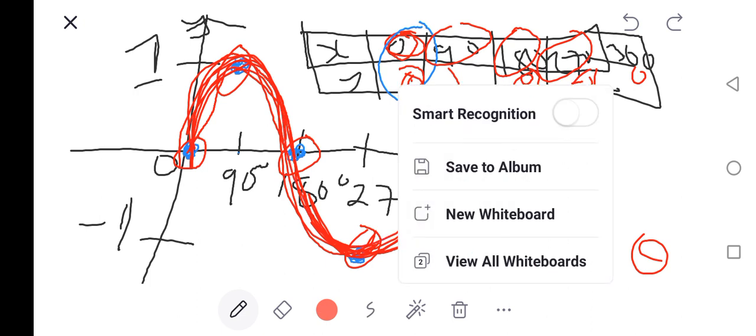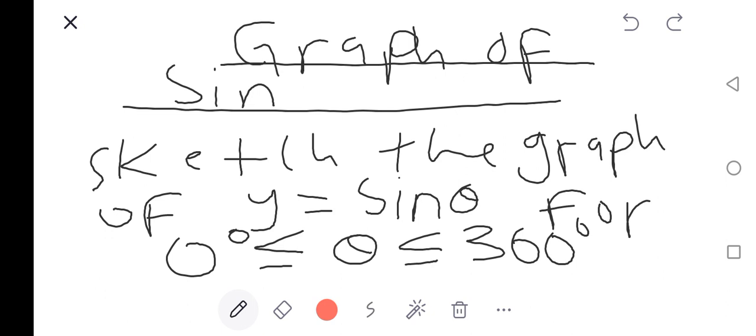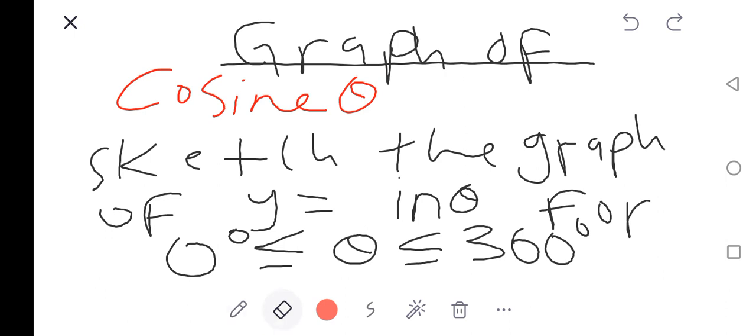So let's do the other question. Copy this question, but I want it to be written graph of cosine. It should read: sketch the graph of cosine theta for this range. Copy that question fast.